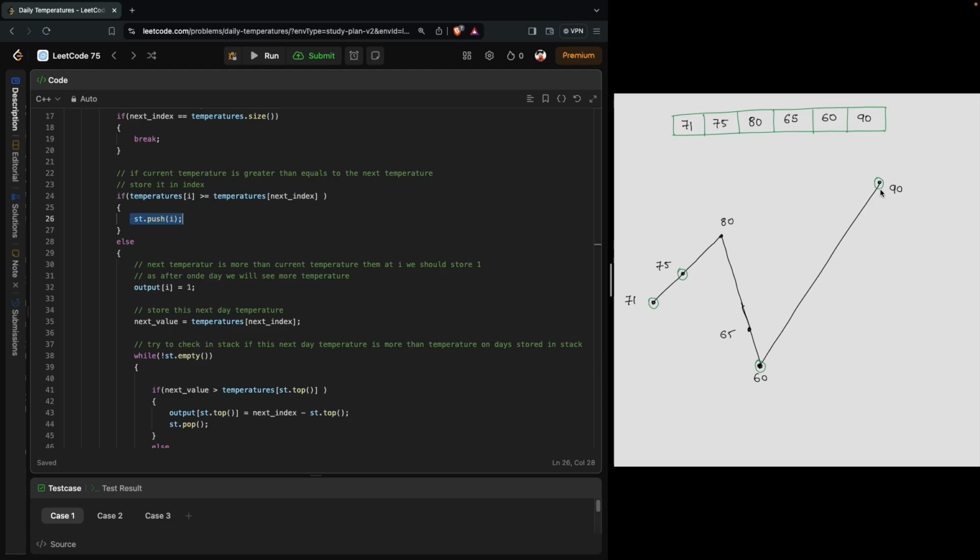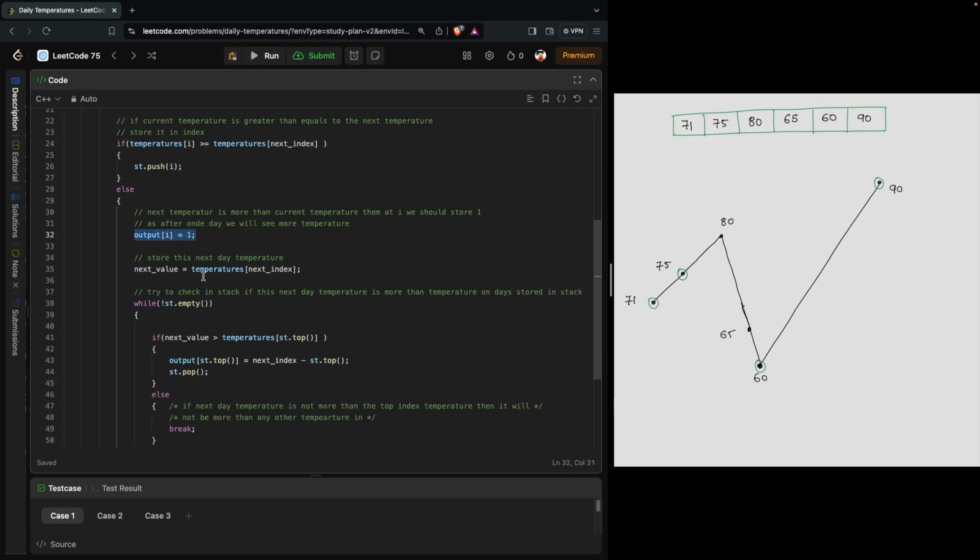Now for 90, what will happen? This will not be true because we are at 60 and the next element is 90. So we will simply store 1 for 60, correct? And then in the next value, we will store 90 and then we will check if the values which are stored in the stack, okay, are they greater or smaller? So in the stack, how are the values stored? First of all, on the top, we will have 65, then we will have 80, right?